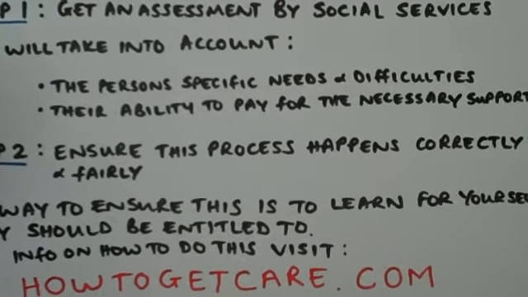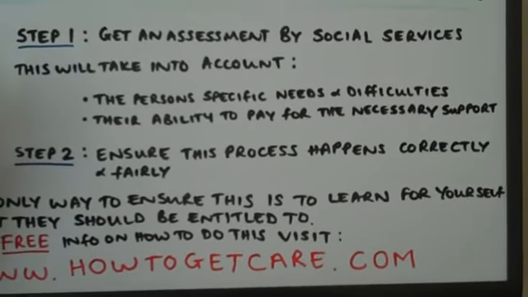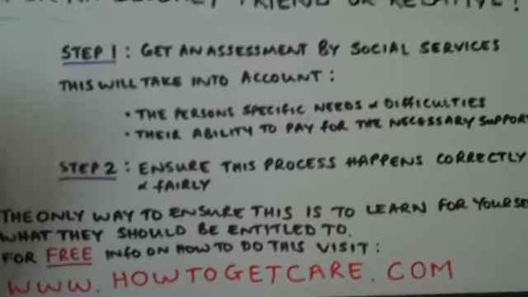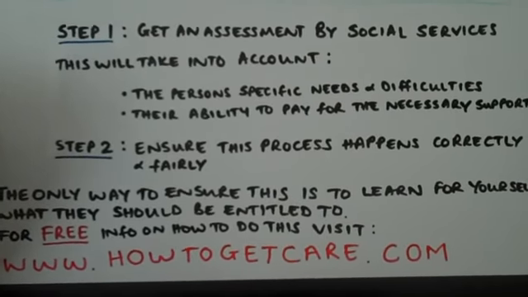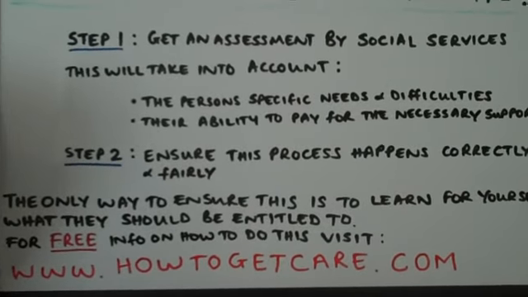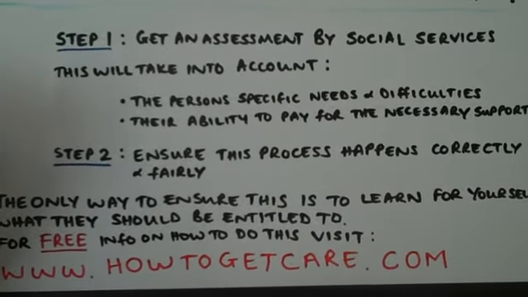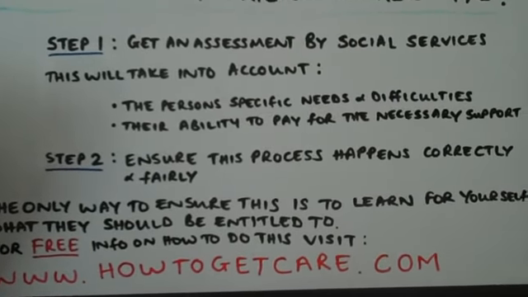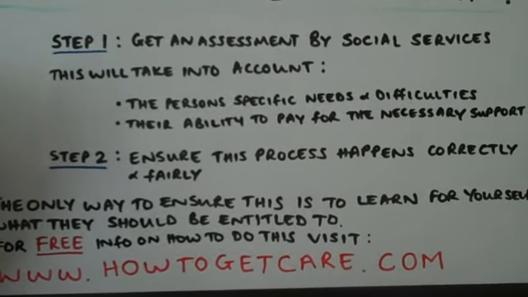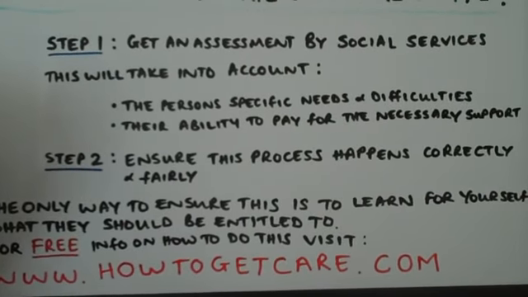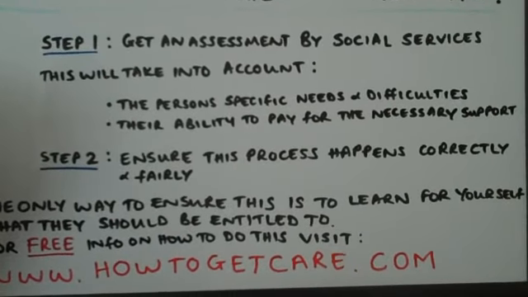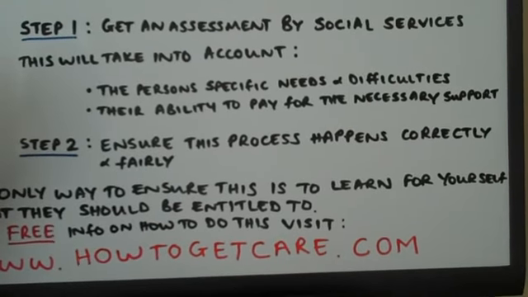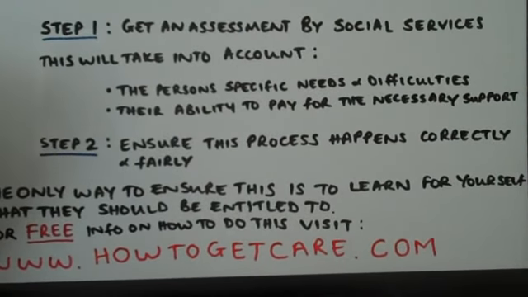Okay, now step number two. Because of all these different assessments, and because it's occasionally difficult for elderly people to advocate for themselves if they're not feeling very well or whatever, you have to make sure that this is done fairly and correctly, the assessment that is. So how do you make sure that that happens? Well, there's only really one way to do it, and that is to learn for yourself what the person you're advocating for is entitled to. Now, previously this would have been quite difficult, because there are lots of different assessment criteria and rules and guidelines that social services have to adhere to.